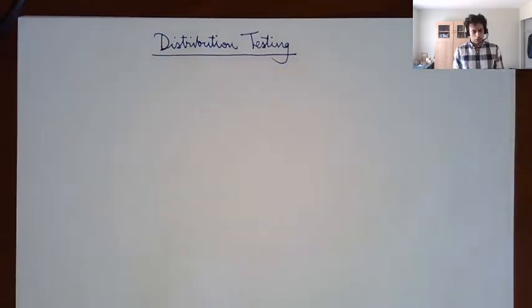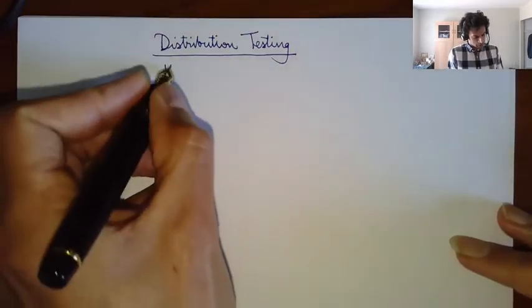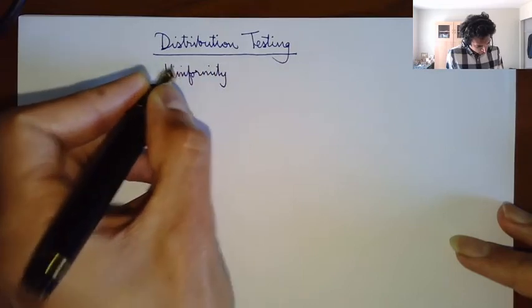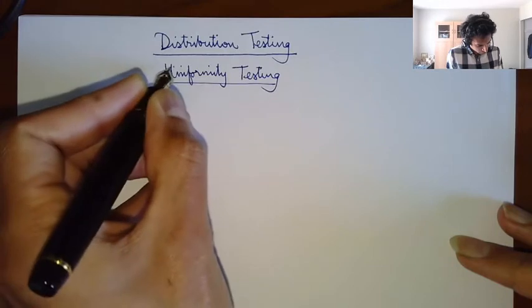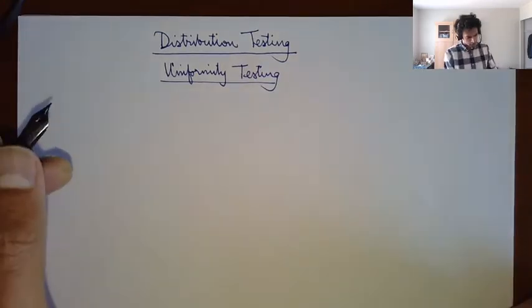But what I'd like to do is to talk about one of the seminal results in this area, known as uniformity testing. And I think this will segue well with our previous discussion of balls and bins and show you a very compelling application of a balls and bins analysis. So, what is the problem?